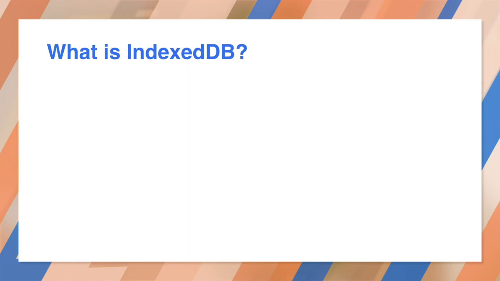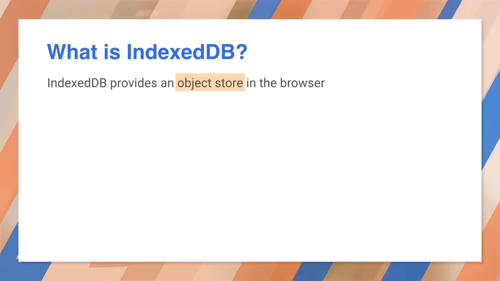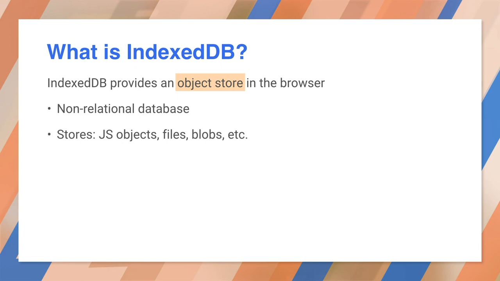Let's start with what IndexedDB isn't. It's not a relational database, and it doesn't use SQL. You could build these features on top of it, but that's not what you get right out of the box. IndexedDB is an object store. It holds JavaScript objects. You can store objects, strings, arrays, numbers, anything that can be cloned, even files. You can do basic searching and sorting, as long as you're not writing a complex query.